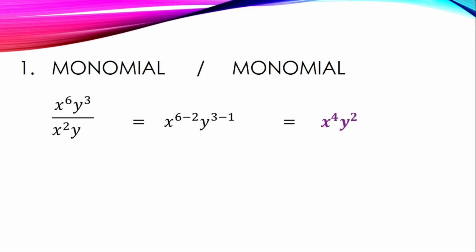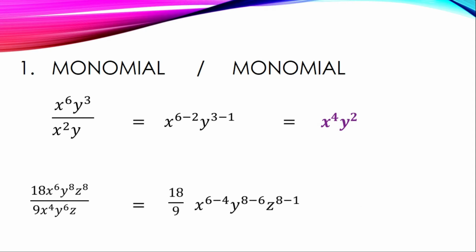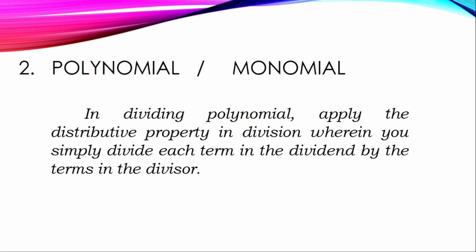So this was our examples during our previous lesson on the laws of exponents. As simple as that. Just do the laws of exponents, particularly the quotient of powers. The next, we have polynomial divided by monomial. In dividing a polynomial, apply the distributive property in division, wherein you simply divide each term in the dividend by the term in the divisor. So let's have examples.